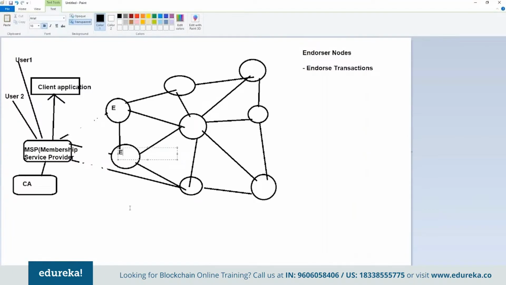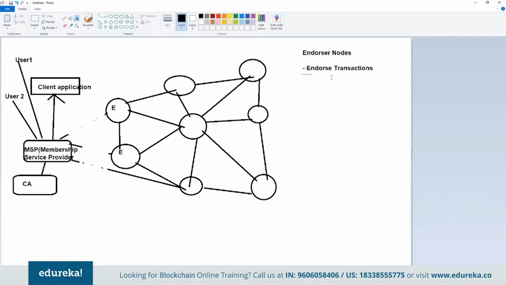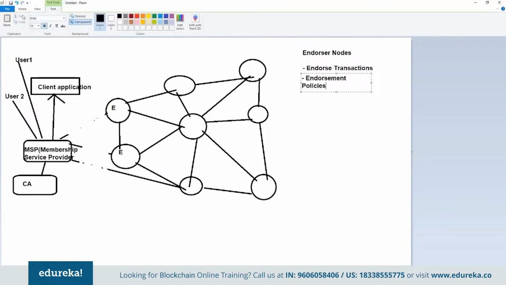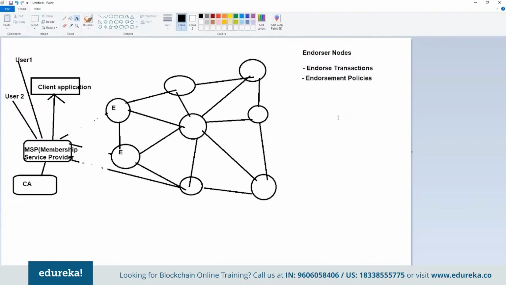Now, based on how many endorsers you have, you can have different kinds of endorsement policies. What is an endorsement policy? Endorsement policy is how endorsers will endorse the transactions. For example, if there are two endorsers, I can have an endorsement policy that even if one of them is able to verify that the transaction is correct, I will mark that transaction as complete. I can have an endorsement policy that both of them need to sign this transaction as valid. Then only I will accept this transaction as complete. So depending on what kind of endorsement policy you write, your transaction will be accepted or rejected.